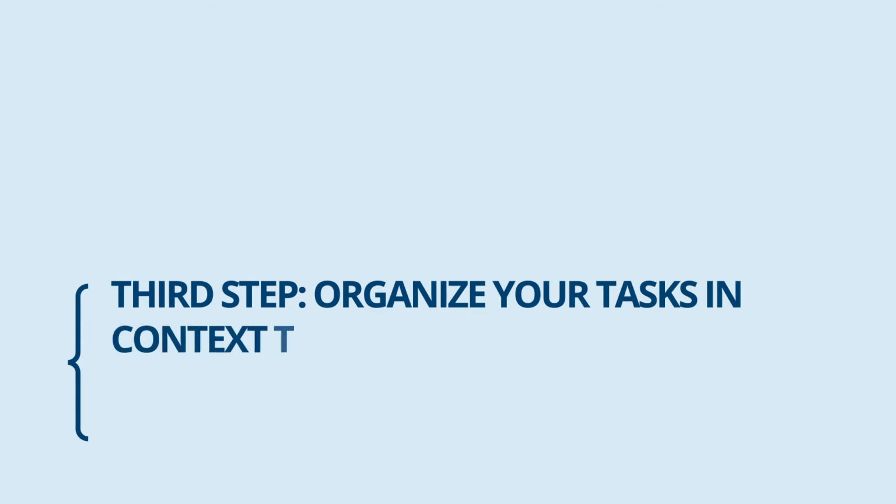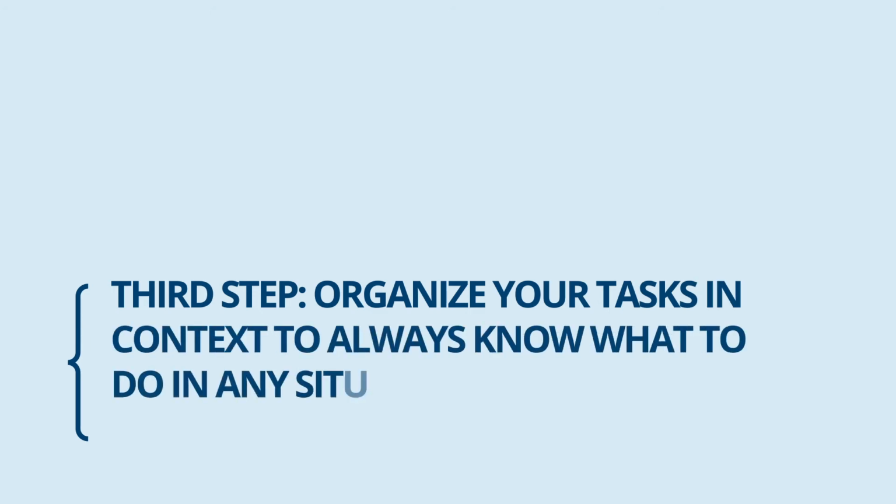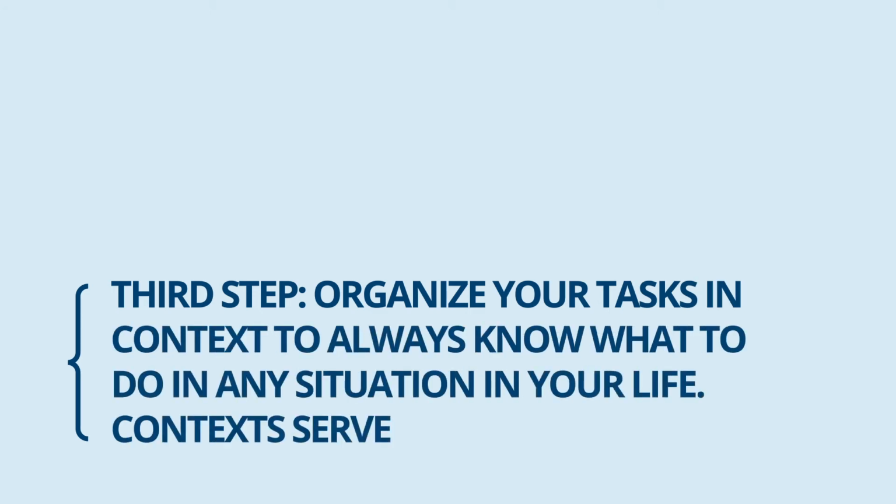The third step is to organize your tasks in context, so you always know what to do in any situation in your life. Contexts serve as filters for action. Organizing is the third step in the GTD flow after the collect and process steps. At this stage of organization, you will need to make sure that all your lists are ready according to what you have processed. Recalling, the lists are delete, sometime maybe, reference, on hold, calendar, and projects with next actions.